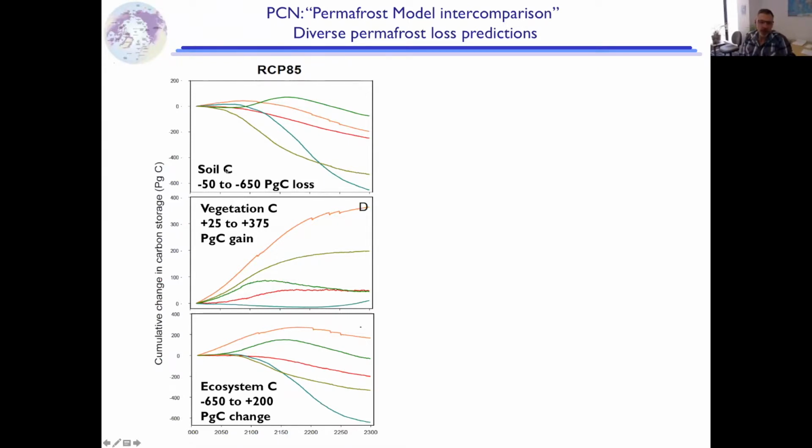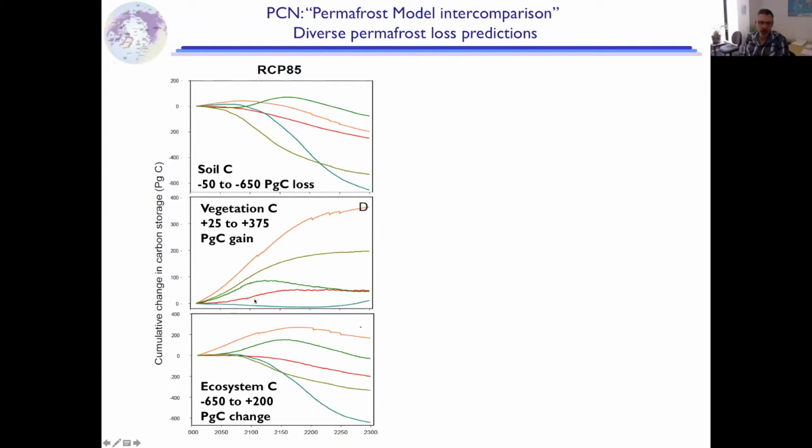The top panel shows the soil carbon loss, and we see one model here, it's actually the TEM model, which shows relatively low carbon loss, about 50 petagrams of carbon all the way out to year 2300. And another model shows 650 petagrams of carbon loss. So these are massive variations in our projections for the permafrost climate carbon feedback.